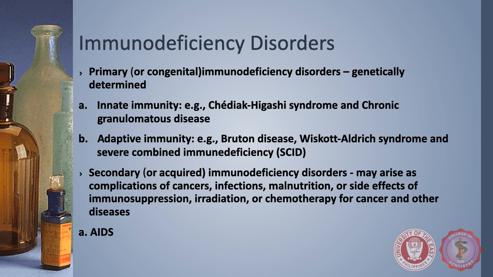Finally, immune deficiency disorders. These are classified as primary and secondary. Primary immune deficiency disorders are further classified into innate and adaptive. There are many immune disorders under the innate primary immune deficiency disorder. Chediak-Higashi syndrome and chronic granulomatous disease are just a few. Among the more common adaptive primary immune disorders are Bruton disease, Wiskott-Aldrich syndrome, and SCID. Secondary immune deficiency disorders is best exemplified by one disease: AIDS.